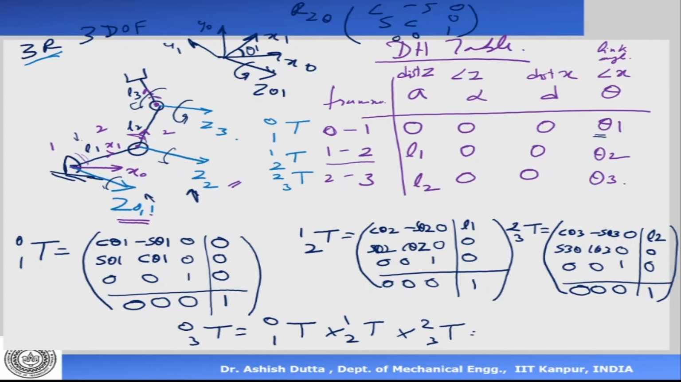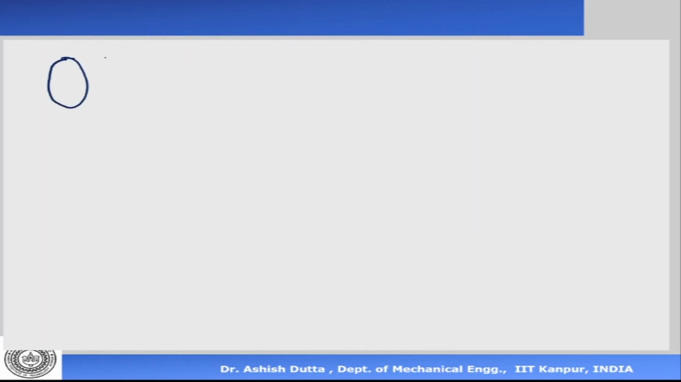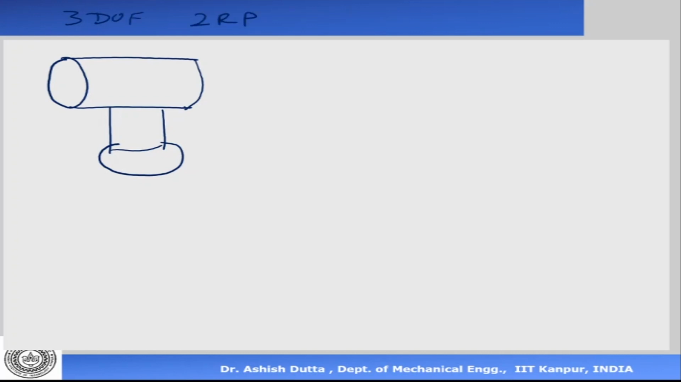Okay, so what is the first thing that we do? Let's take an example again. The other example that I gave, let me draw that again. These are just examples of different kinds of manipulators. So this is a 3 degree of freedom, a 2R1P robot, and this is the second joint. The second joint is here.